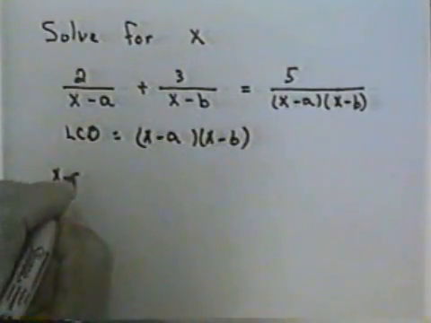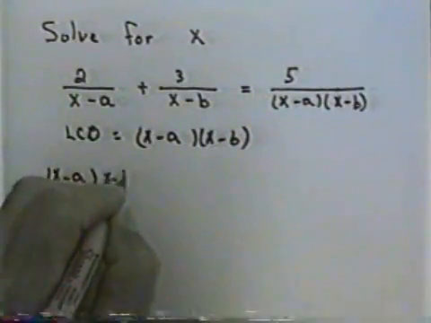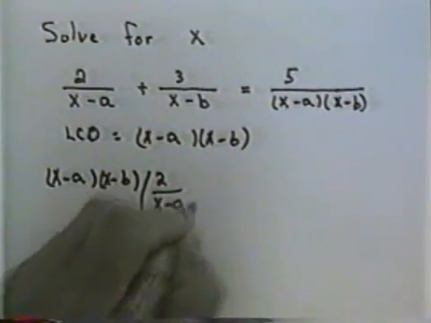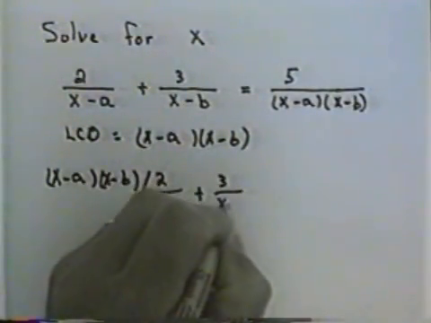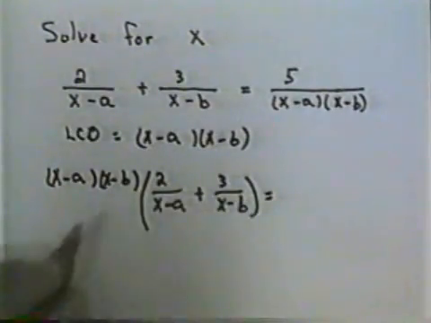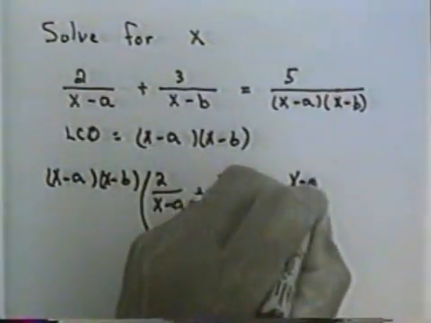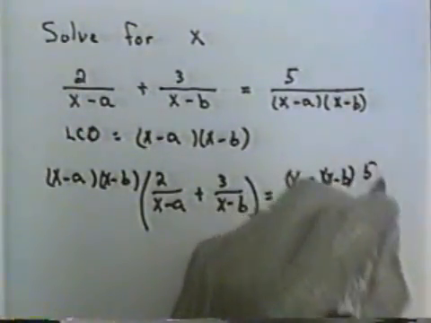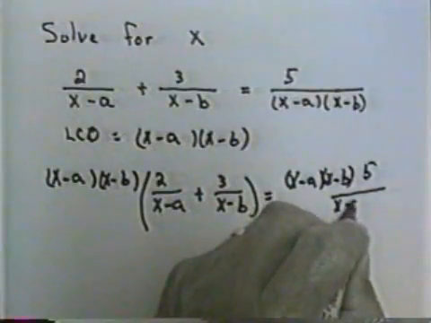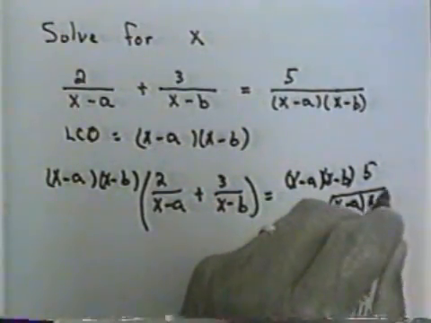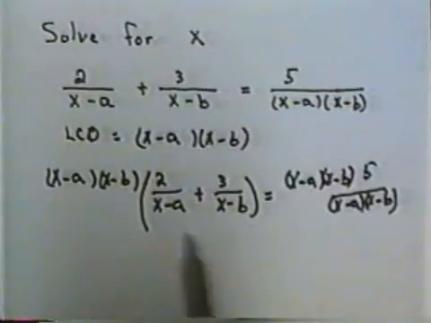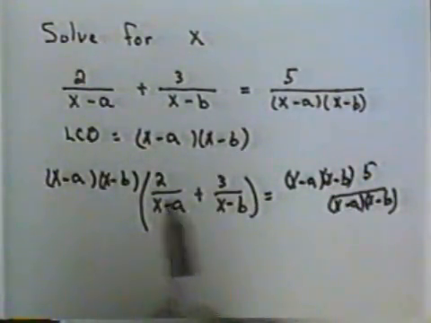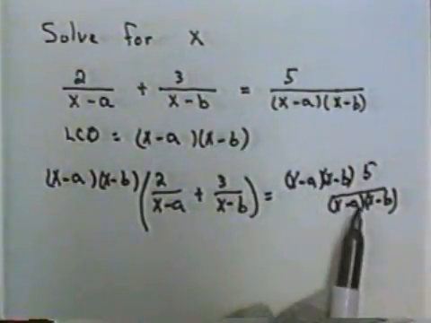So I have x minus a times x minus b times 2 over x minus a plus 3 over x minus b is equal to x minus a times x minus b times 5 over x minus a times x minus b. Now that got a little pushed over here, but you heard what I said. So I multiplied the common denominator by the left member. I multiplied the common denominator by the right member.